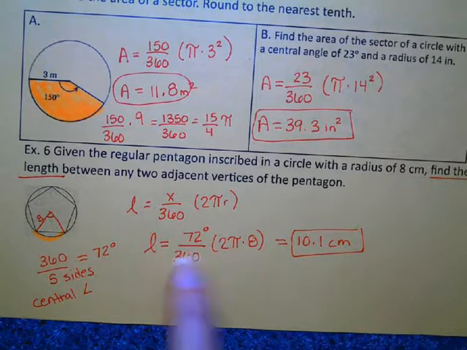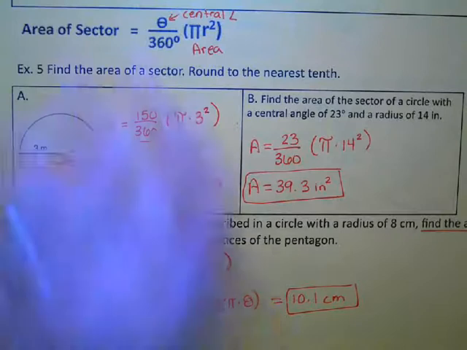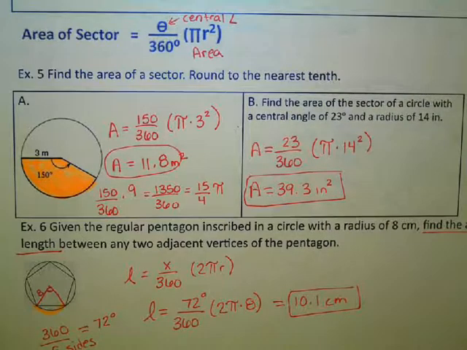Alright, so we covered a lot of vocab today. We covered that arc measure is equal to the angle, arc length is a fraction of the circumference, and area of a sector is a fraction of the area.